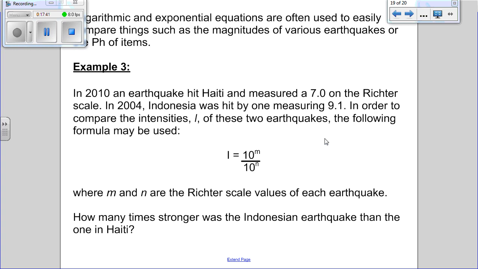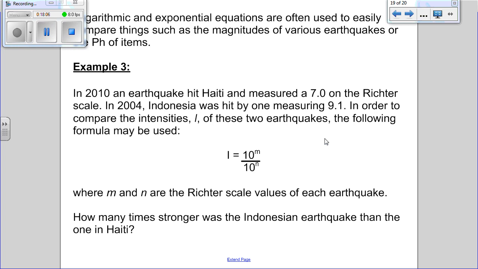So in 2010, an earthquake hit Haiti and measured a 7.0 on the Richter scale. In 2004, Indonesia was hit by one that measured 9.1. In order to compare the intensities of those 2 earthquakes, the following formula may be used, where M and N are the Richter scale values of each earthquake.